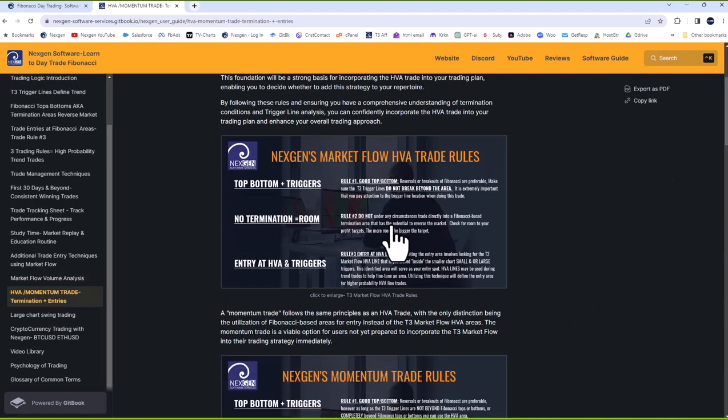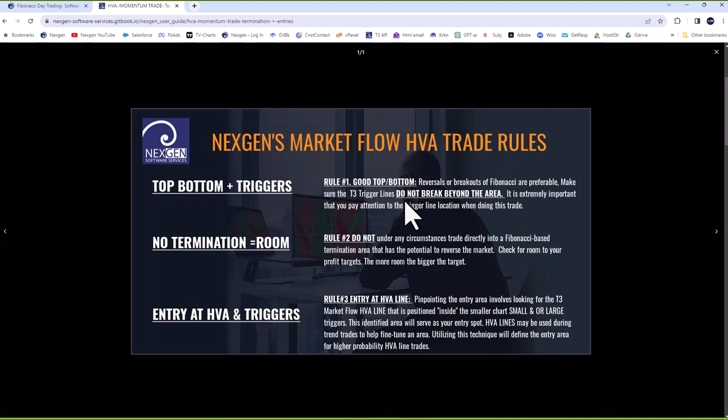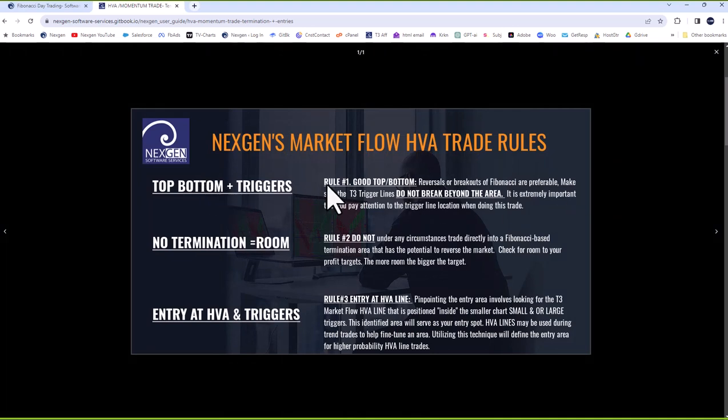So look, the momentum trade and the HVA trade are identical. You have to have a good top. Make sure you don't trade into a termination, and then you buy or sell a pullback to the high volume line. So the checklist is the same. It's good top, and then at least your small triggers are rolling.